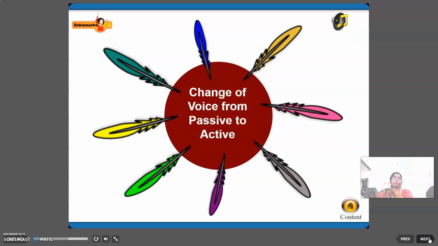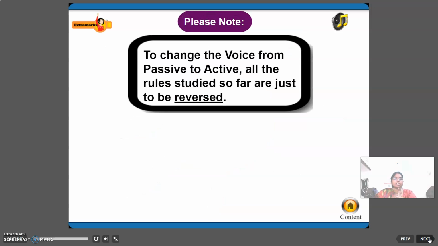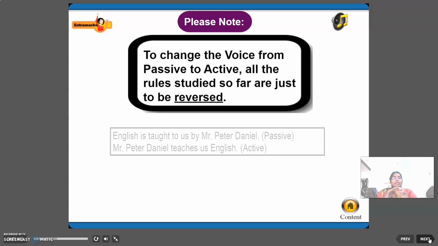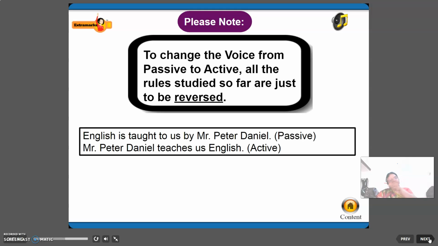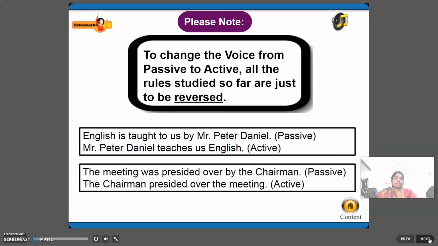Now, change of voice from passive to active. All this time we changed from active to passive. Now we are going to change voices from passive to active. Right? First, you have to note that to change the voice from passive to active, all the rules you studied so far have to be reversed. Okay. English is taught to us by Mr. Peter Daniel. This is passive voice. Now you have to change it. Mr. Peter Daniel teaches us English. Why teaches?